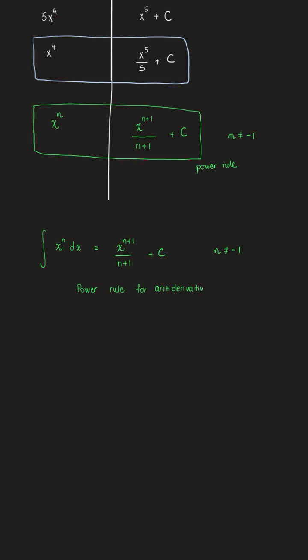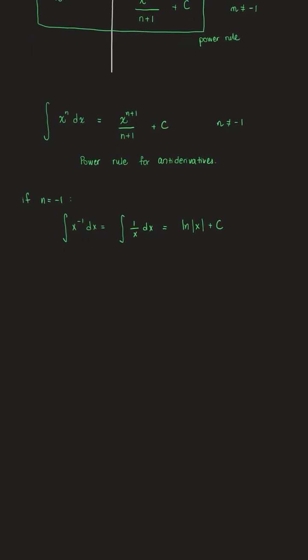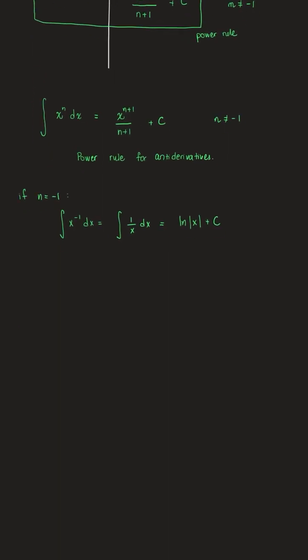Now, let's think about, well, what if n is -1? Well, if n is -1, then that's the integral of x to the -1 dx. Or the integral, well, x to the -1 is the same thing as 1 over x. And a function whose derivative is 1 over x is the natural log of the absolute value of x. So here we have another rule that if n does equal -1, the antiderivative of 1 over x is the natural log of the absolute value of x.